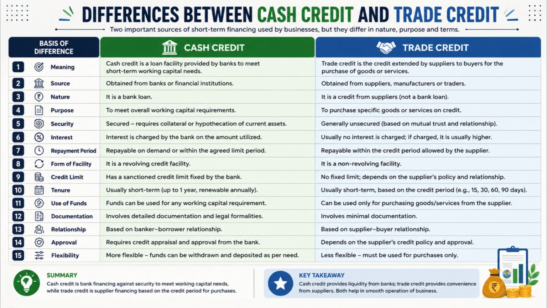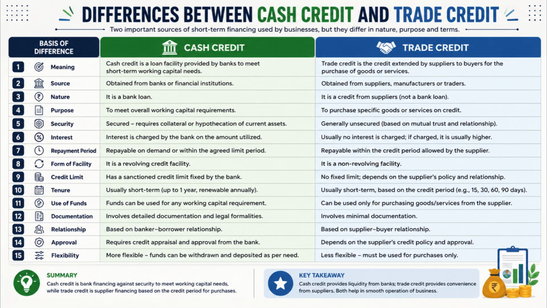Number 12. Cash credit involves detailed legal documentation and banking formalities, whereas trade credit involves comparatively minimal documentation. Number 13. Cash credit is based on the relationship between banker and borrower, whereas trade credit is based on the relationship between supplier and buyer. Number 14. Cash credit requires approval and credit appraisal by banks, whereas trade credit depends on the supplier's credit policy and confidence in the buyer.